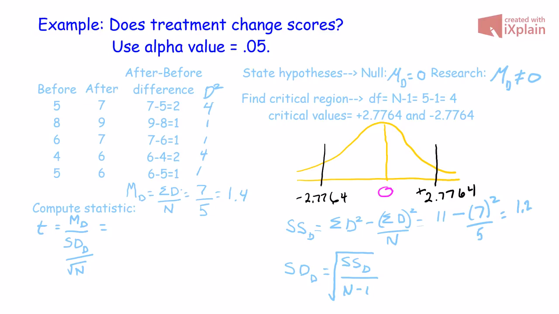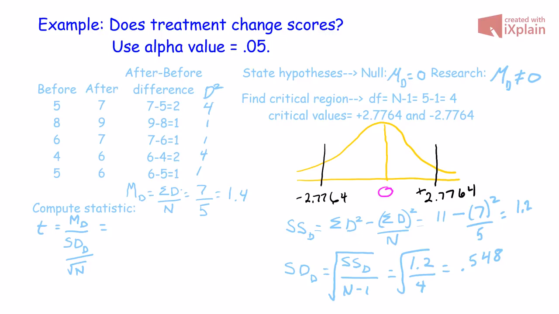Now we take that number and plug it into the standard deviation of the difference scores equation. And we get the standard deviation of 0.548. That's the standard deviation of the difference scores. So now we need to take that number and plug it back over in here into the t-test equation.